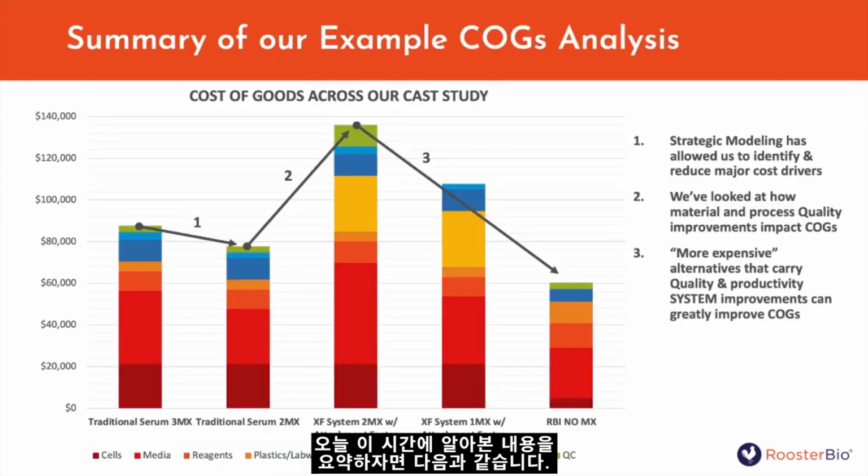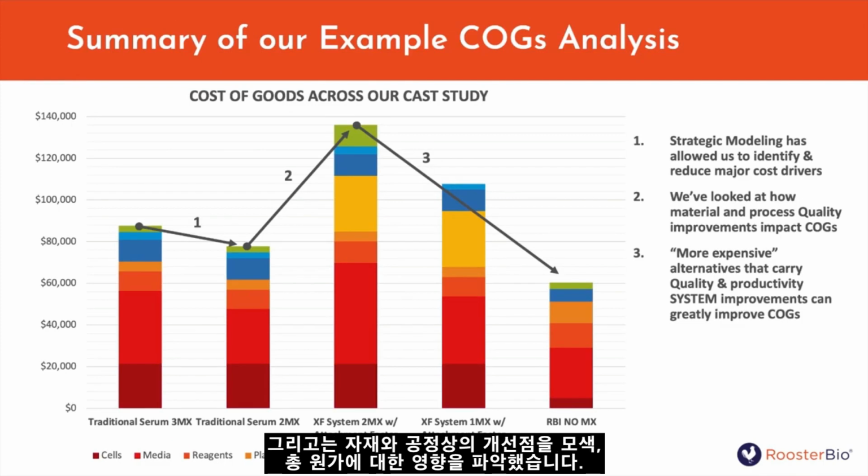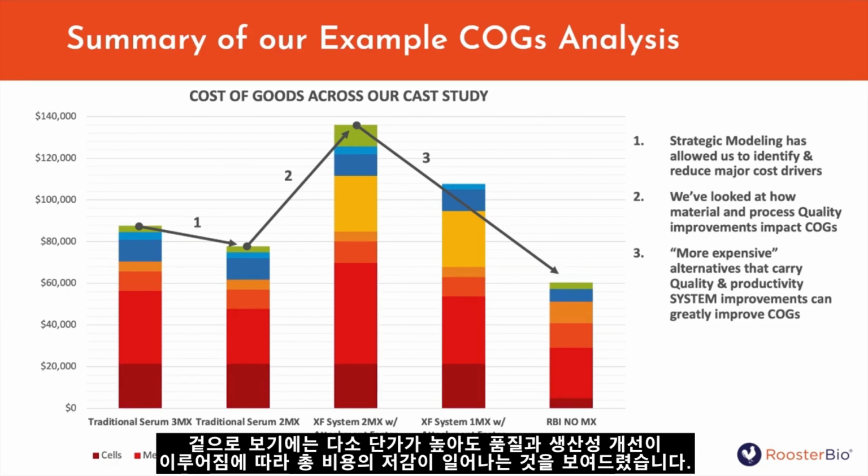To summarize our cost of goods analysis for this example, we identified and reduced major cost drivers first. Secondly, we looked at how material and process quality improvements could impact our cost of goods. Finally, we demonstrated the importance of seeking out solutions that, while on the surface may be more expensive, carry quality and productivity improvements that ultimately reduce our system cost of goods.